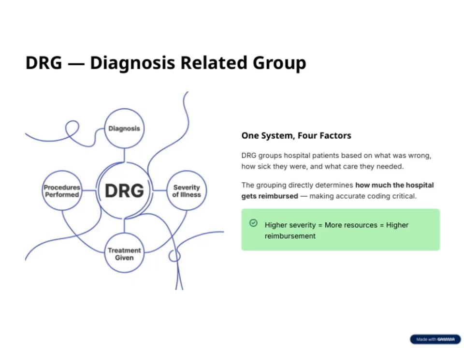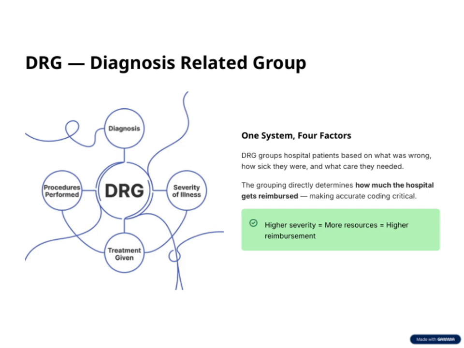So, as we see here, higher severity generally means more resources are needed, which in turn leads to higher reimbursement for the hospital. This is because the grouping system directly influences how much money the hospital gets paid for each patient. That's why accurate coding is absolutely critical. It ensures the hospital is properly compensated for the care provided.